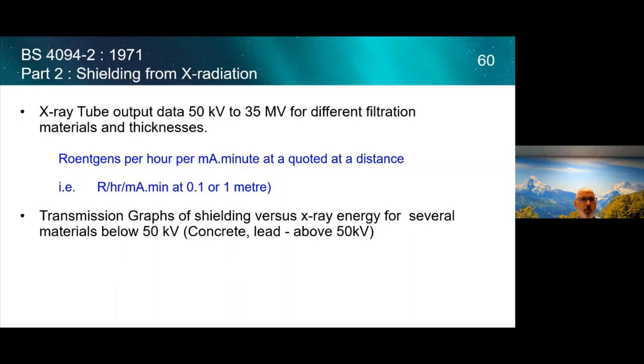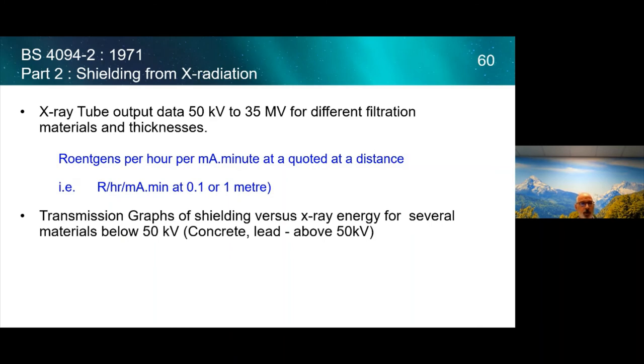thicknesses. What I mean by filtration materials is they're putting metals within the beam to remove probably lower energy components that aren't going to contribute to whatever the function of the X-rays is. The units are in terms of Rontgens per hour per milliamp minute at a quoted distance, and that quoted distance will usually be 0.1 or 1 meters. So you need to change Rontgens, which is a unit of exposure, into microgray or microsieverts per hour, whatever units you desire. So you're going to have to do a bit of manipulation there.